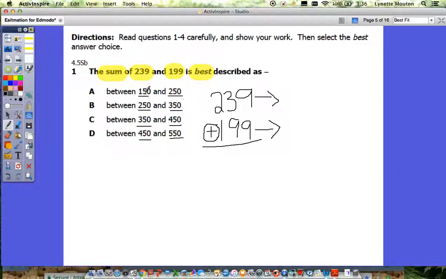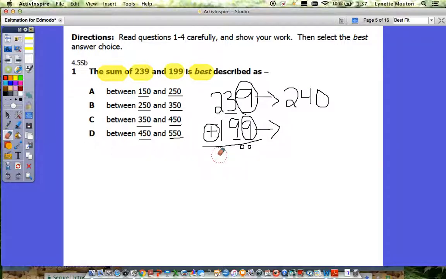So 239, again, we're rounding to the tens place. 39 would become 40. So 240 is our first number. And then 199, looking at the 99. Remember, this is a little trickier because it becomes 100. If we were lining it up like we usually do, we can only put 0, 0, then the 1 here. But we have to combine this one with this one.